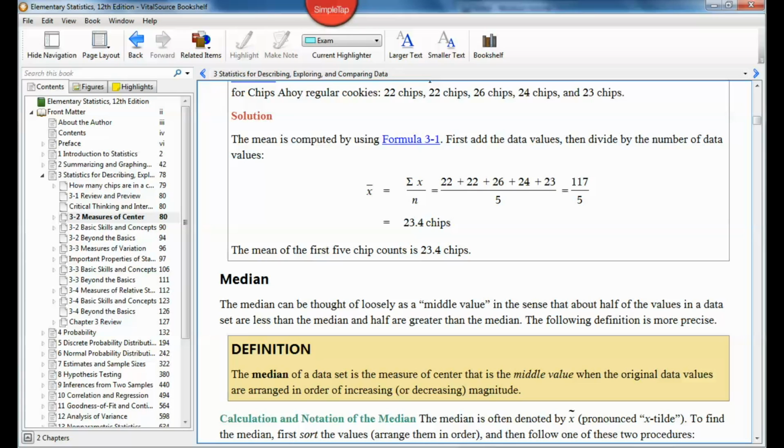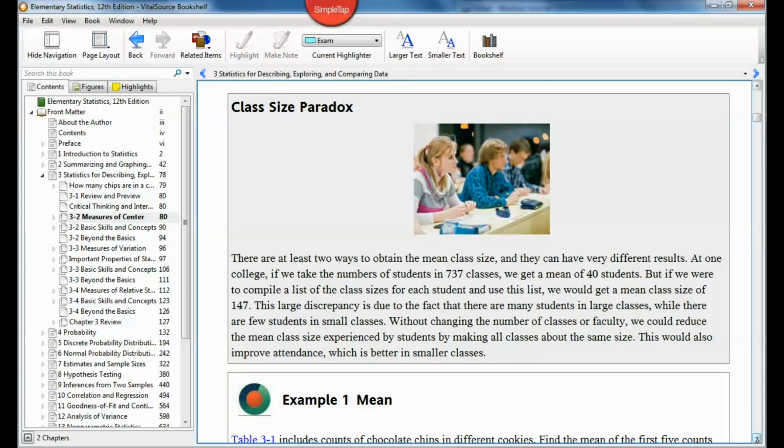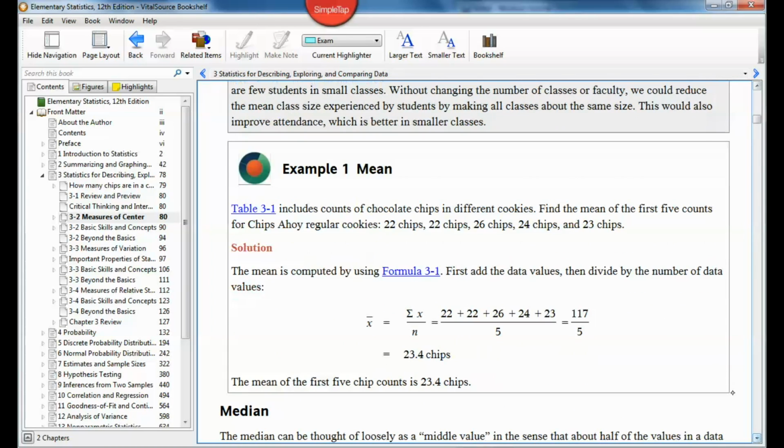All right, so everyone in here, like I said, has calculated a mean of some type at one time or another. They're not hard to do, and I would suggest using a calculator to do so. There's an example in your book where they're finding the mean of the counts of chocolate chips in different cookies. They added up the number of data items, which were 5, so then they divided by 5. So the mean of the first 5 chips was 23.4.